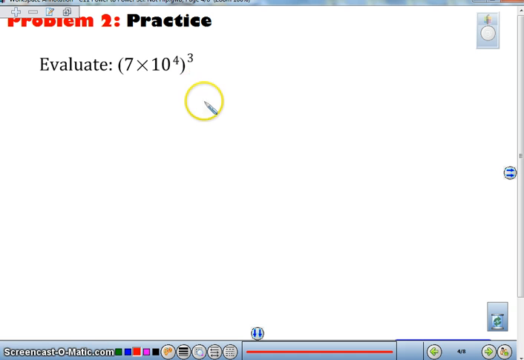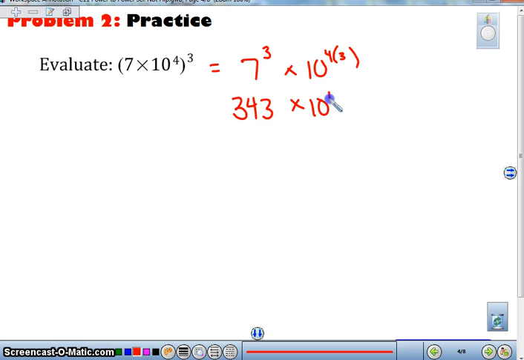You are now asked to evaluate, at the top of the next page, 7 times 10 to the fourth, raised to the third power. You're going to start off with 7 to the third times 10 to the fourth, and if you want to just put times 3, you could do that. 7 to the third on our calculator, if you haven't remembered this one from the beginning, was 343 times 10 to the 12th. We now need to write our first number in scientific notation: 3.43 times 10. The decimal was to move 12 places, now it would move 13, 14 places.